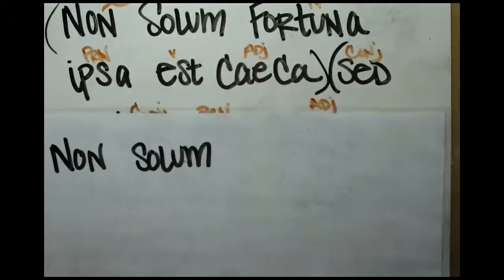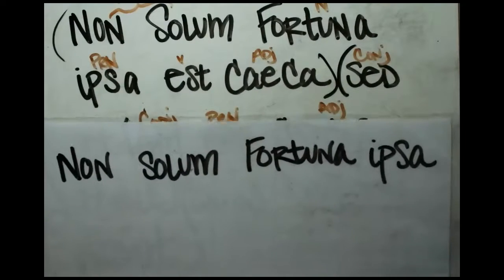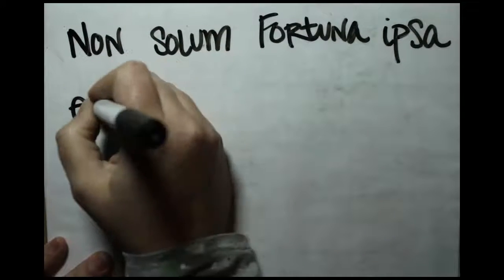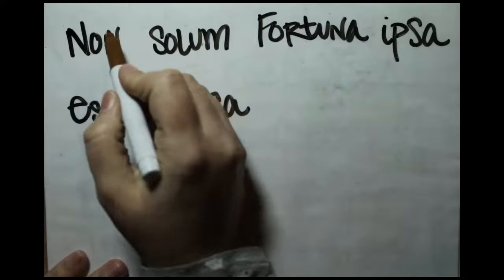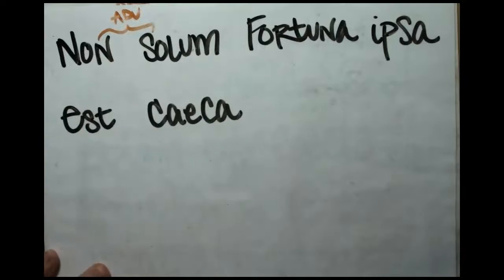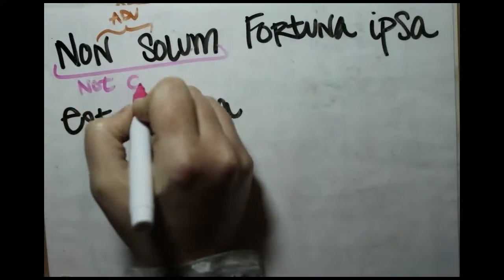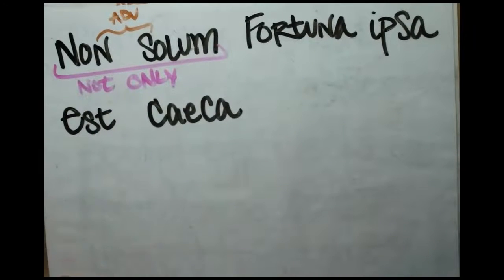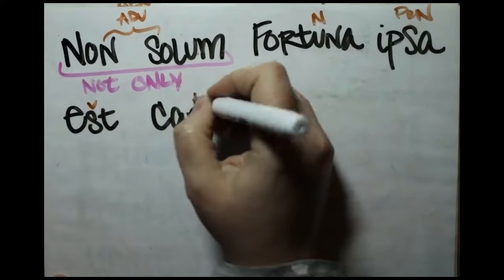So the first part is non solum fortuna ipsa est caeca. Let's once again go ahead and mark out our parts of speech. Non solum working as an adverb here, meaning not only. Fortuna, this is a noun. Ipsa, this is a pronoun. Est, this is a verb. Caeca, this is an adjective.